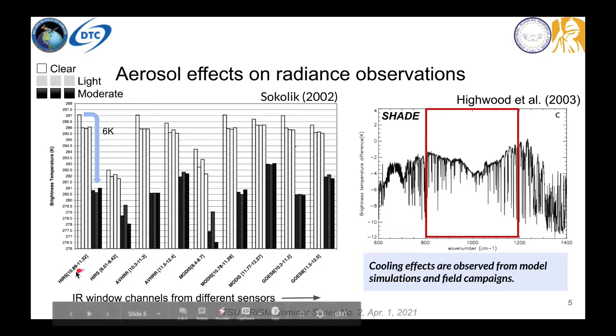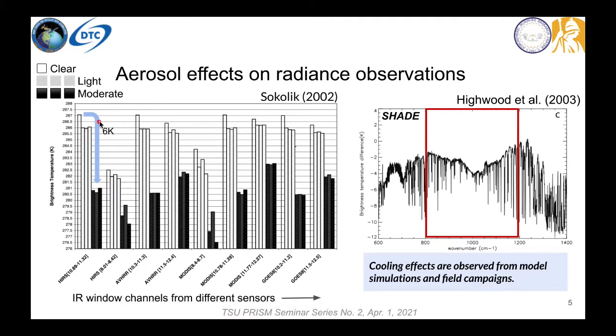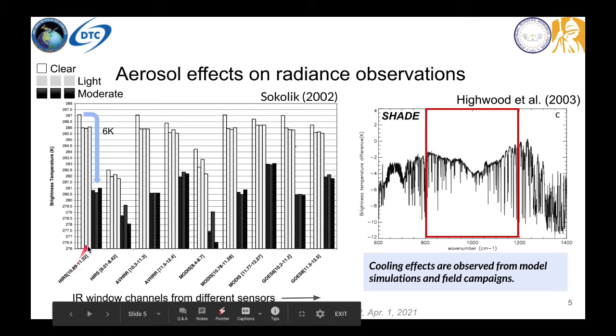But for the radiance observations, most of the current DA systems utilize the radiative transfer model as an observation operator to simulate those brightness temperature measurements at the satellite. But in most DA systems, we don't consider the aerosol impact on the brightness temperature.